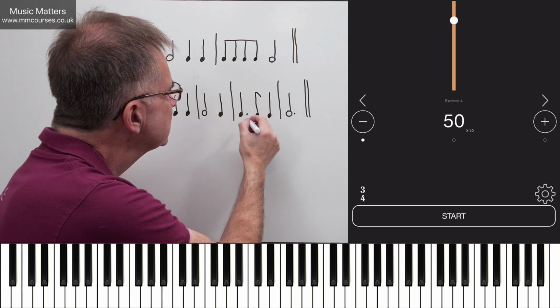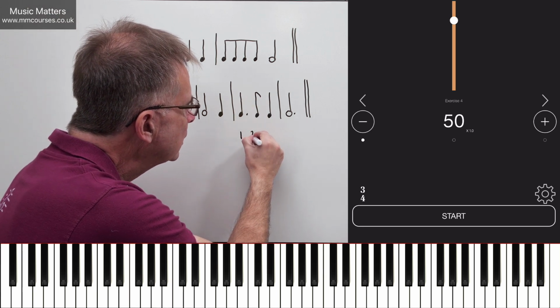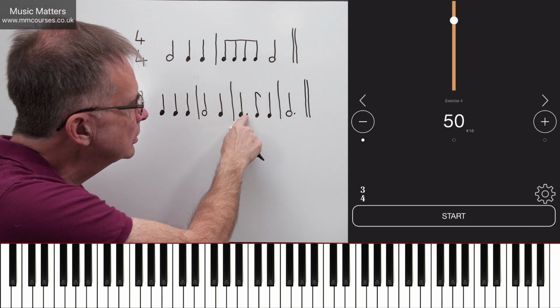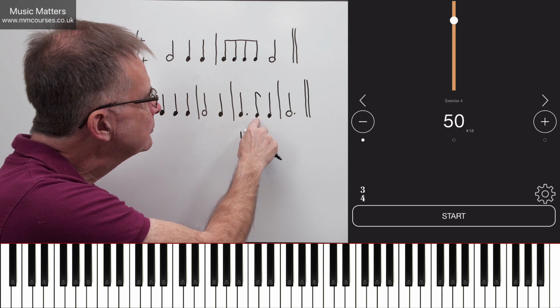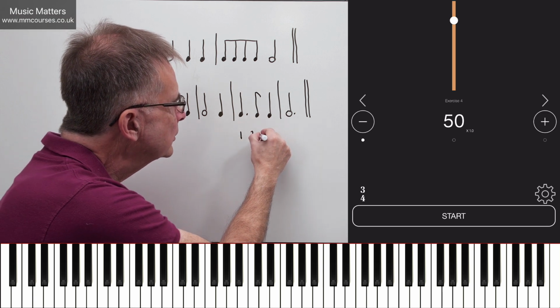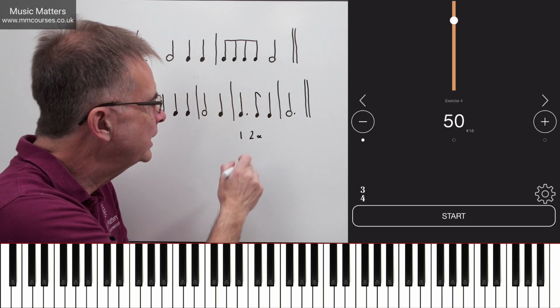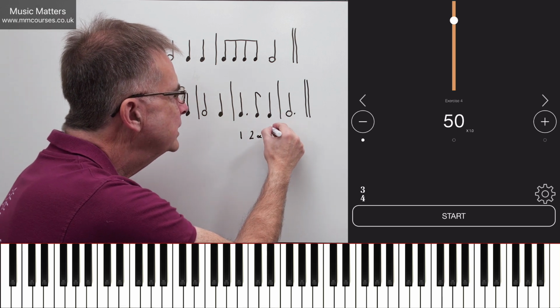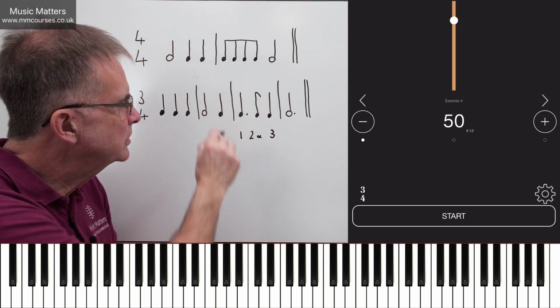Well, what you do is you count 1. We're still going to be here on 2 because the dot is going to be on 2. Then this quaver or this 8th note is going to be on the second half of 2. So that's going to be on the 'and' after 2. And then this last quarter note or crotchet is going to be on 3. So do you see what I'm getting at?